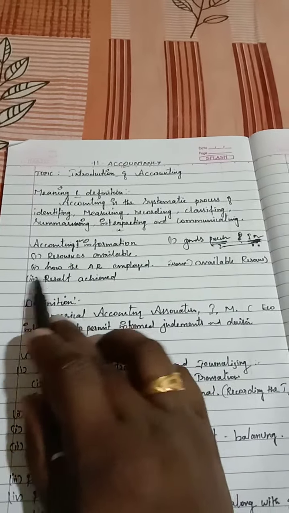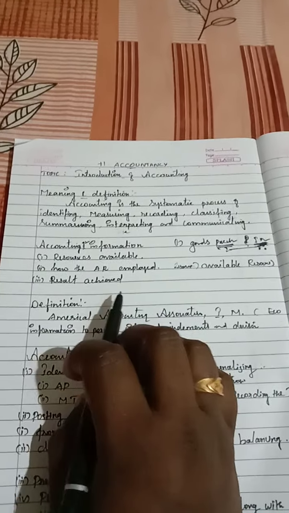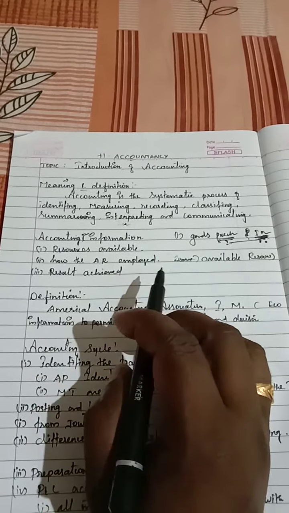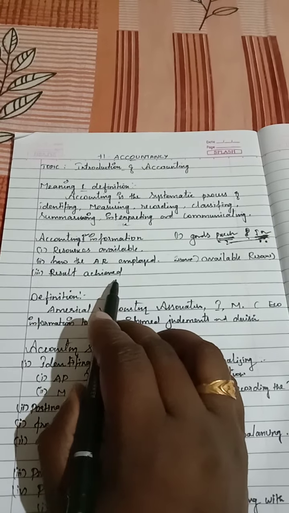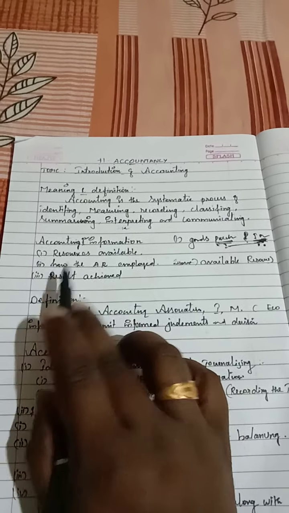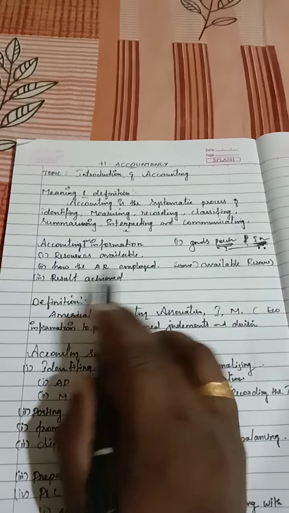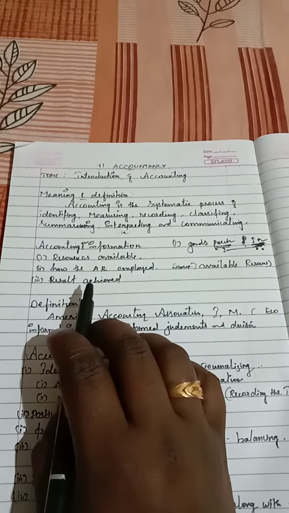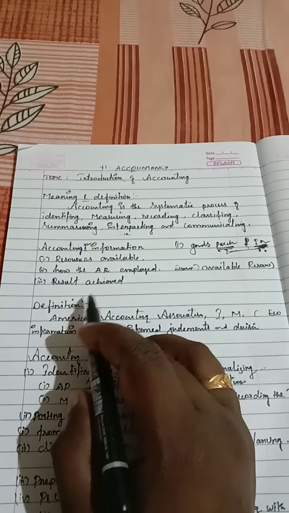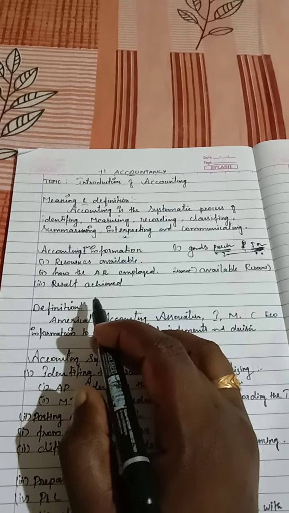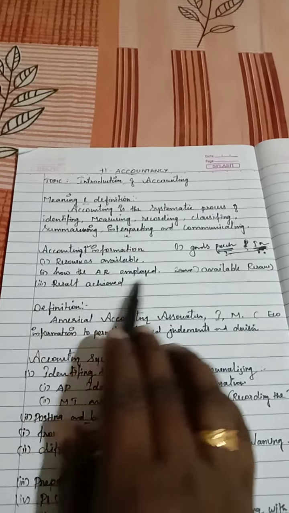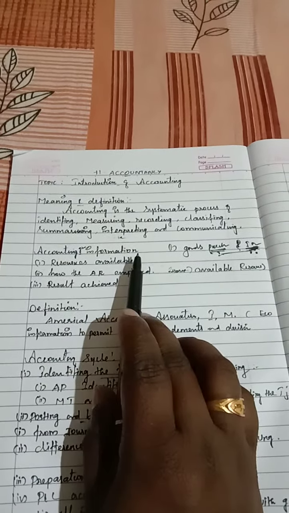Third one, result we can achieve. How can we achieve the result? Achievement is by the users. At the year end, we can achieve the result, meaning we can get the answer, the profit or loss the concern has achieved. So that is the result. That is the accounting information. Are you clear about that accounting information?